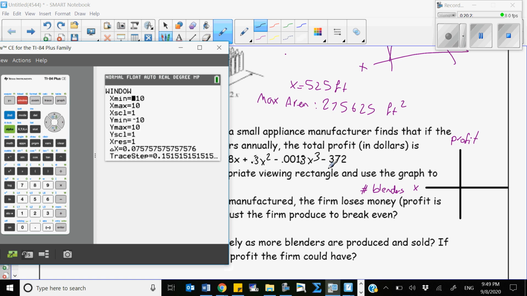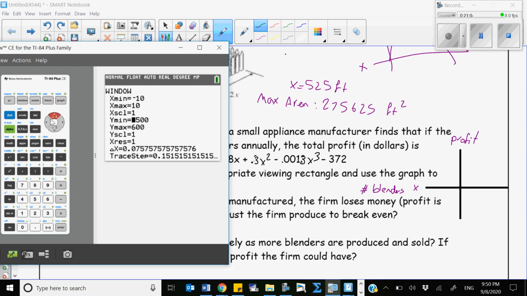Looking at the function, I see that the function is something, something, something minus 372. So if everything here is 0, the y value should be at least negative 372. So I'm going to make it even a little smaller than negative 372. I'm going to make it negative 500. And of course, the highest value should be also a big number. Let's try 600.